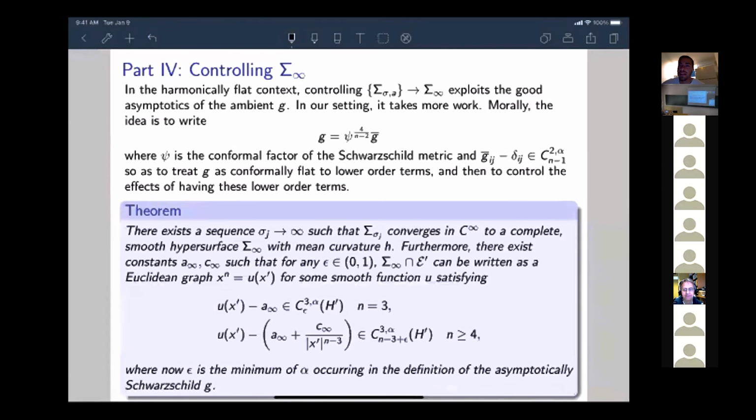So you write it as something that's conformal to the Schwarzschild metric, where now psi is the conformal factor to the Schwarzschild metric, and then you treat G as conformally flat to lower order terms, and you have to control these lower order terms to show that in fact you do get something which is a graph. Eventually these mu bubbles converge to a graph sufficiently far out, and that takes some work.